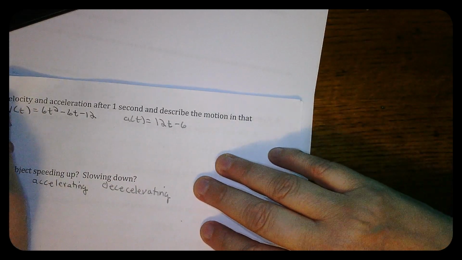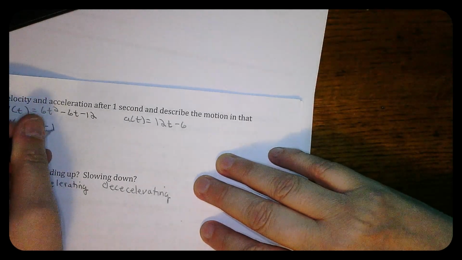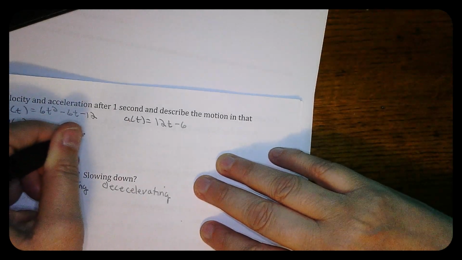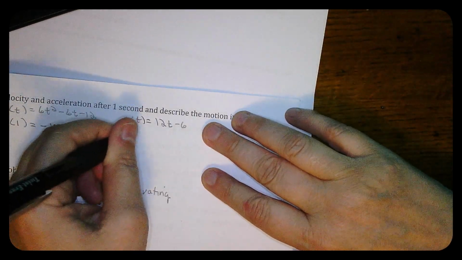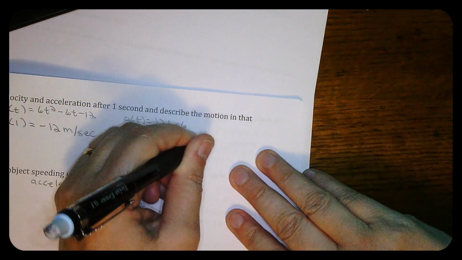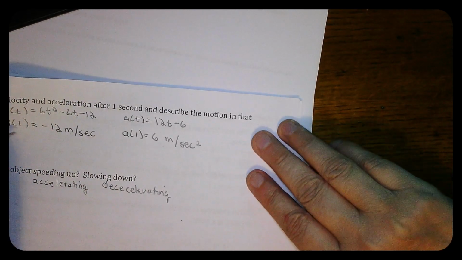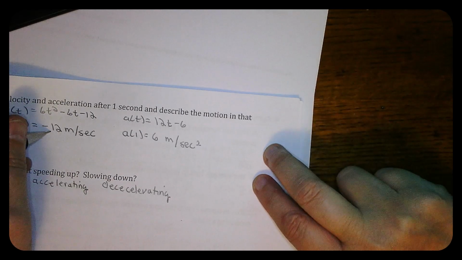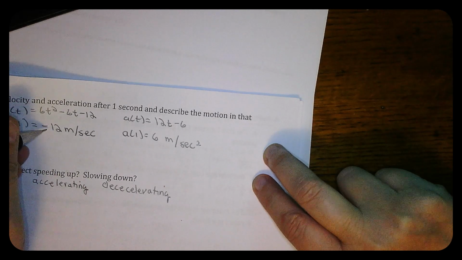All right, here we go. We want to find the velocity after 1 second. So we put that in and we get 6 take away 6 minus 12. That's minus 12 meters per second. And then we want to find the acceleration at 1 second, and that's 6 meters per second squared. And it says describe the motion at that instant. All right, well, what you can do is you can think about, remember, this is the slope of the tangent line. And this is telling you which way the object is moving.